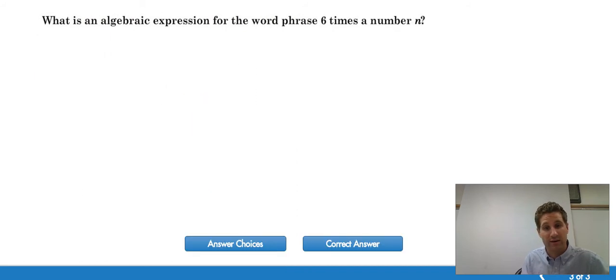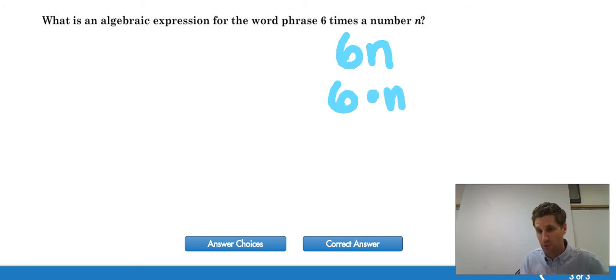Again, you're writing down these problems. And last one, what is an algebraic expression for the word phrase 6 times a number? Again, this is just going to be 6. Ooh, used the wrong one. N, or we could do 6 times n. So either one of those two would work. So I went with a fat pen on that one.